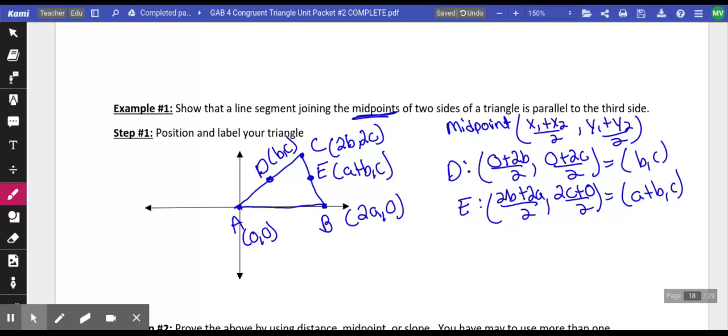Now what I need to do is show that DE is parallel to AB. Well, how can I show lines are parallel? The slope. So the slope is change in y over change in x. Because I'm trying to show that DE is parallel to AB, I want to find the slope of AB and the slope of DE. So pause and find those.